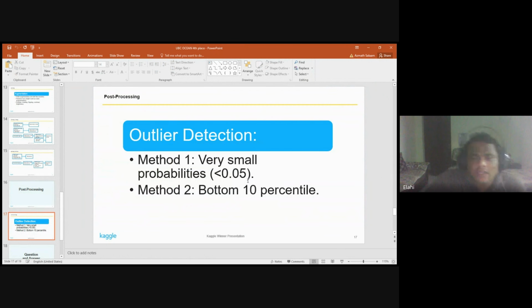For detecting the outliers, I considered probabilities less than 0.05 as outliers, and for the second method, I have used the bottom 10% of the lowest probabilities as outliers. Both have given good results.